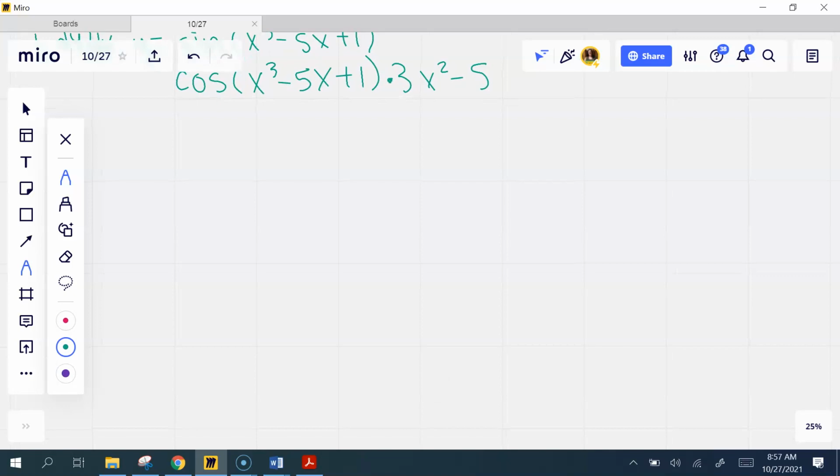So you can move the 3x squared minus 5 in front. Cosine of x cubed minus 5x plus 9. This is your answer.